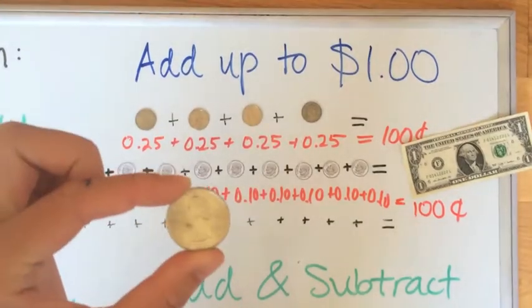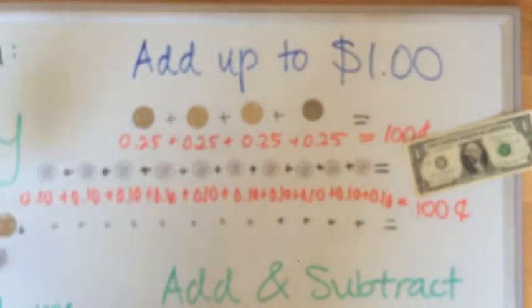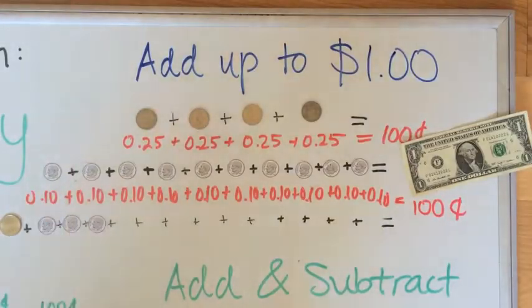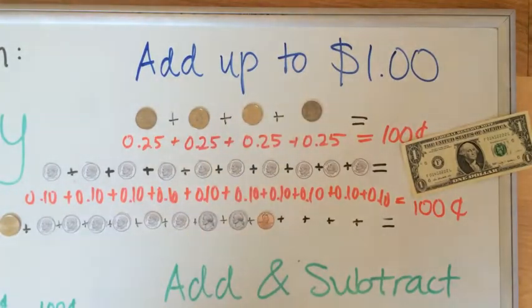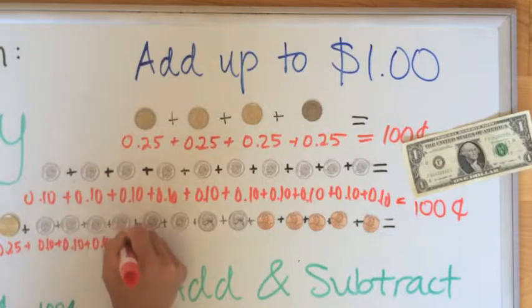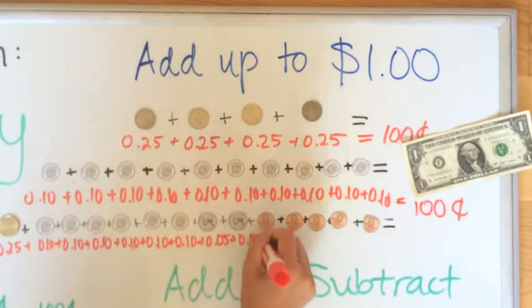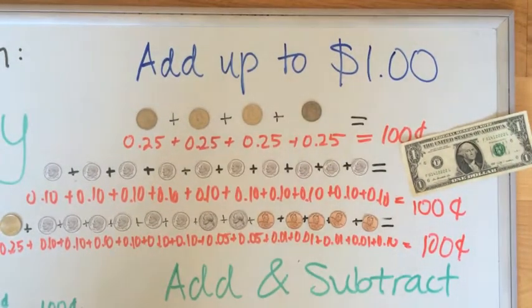So we're going to have 1 quarter, which is worth 25 cents. We're going to have 6 dimes, which is worth 60 cents, 6 times 10. And then 2 nickels, 2 times 5, that should be 10 cents. And lastly, 5 pennies, 5 times 1, that should be 5 cents. And if we add all of them together, they should equal $1. And yes, they do.